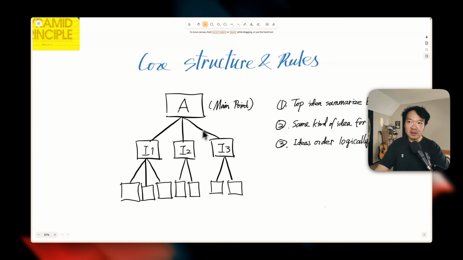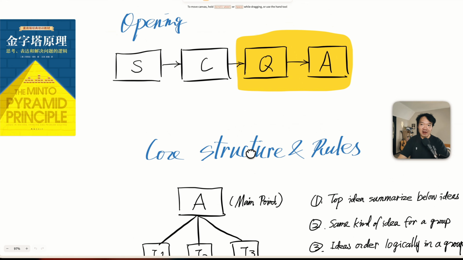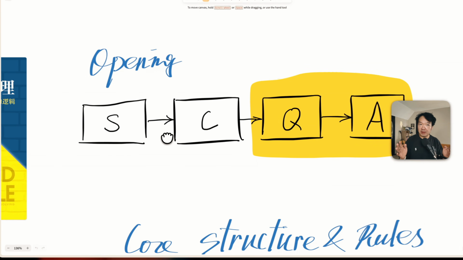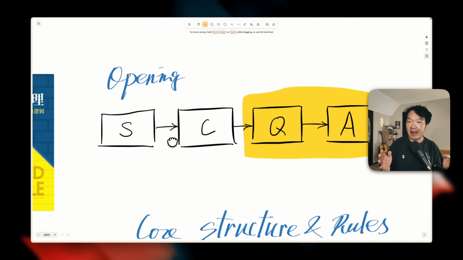And what is this main point? I need to talk a little bit about the opening for this pyramid principle, like how it can be used in a real use case. So basically, if you work on a case, you have some findings or you work on some problem and then you get a solution, and you want to present to your friends or to your clients. And this is the opening.